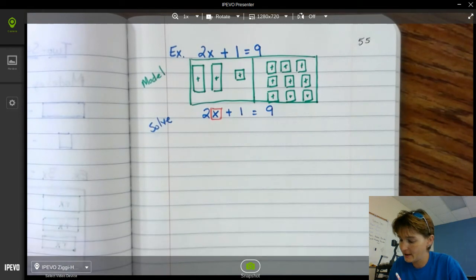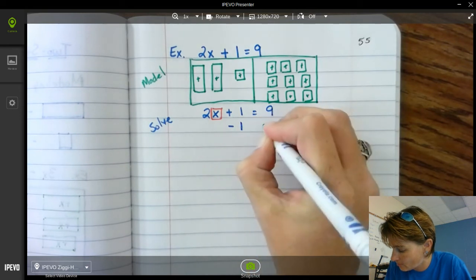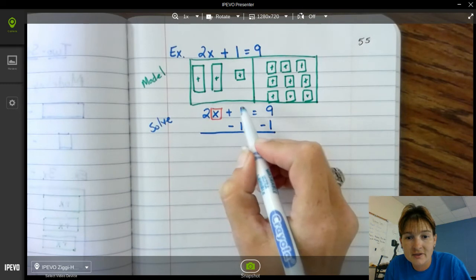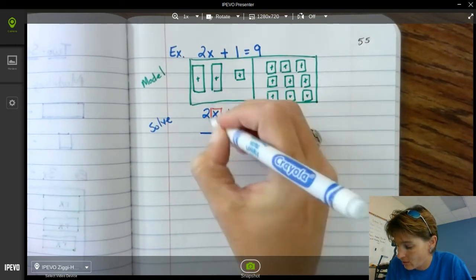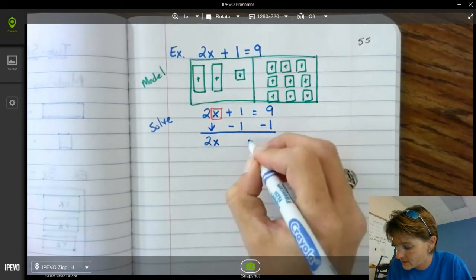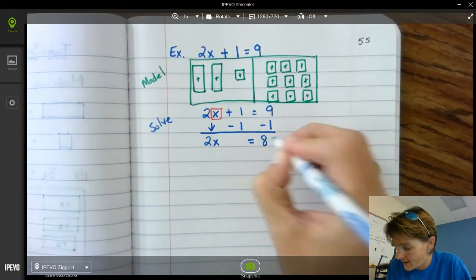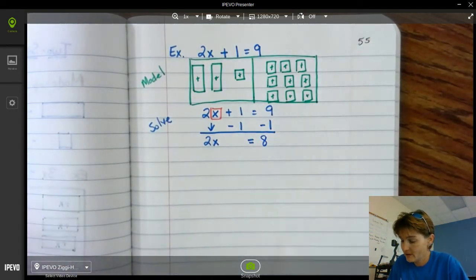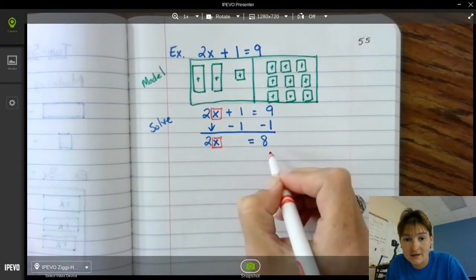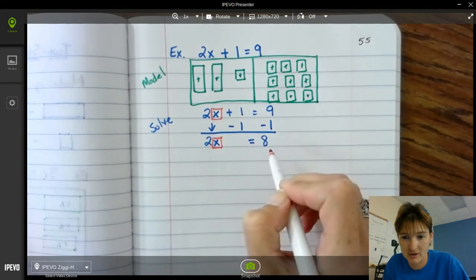We're going to go ahead and then the opposite of an addition of 1 is a subtraction of 1 on both sides. Okay, this becomes a 0 pair, so that all that's left over on the left-hand side is your 2x equals 9 minus 1 is 8. Okay, this is our new equation, which is 2x equals 8. This is your two-step equation. This becomes a one-step equation.